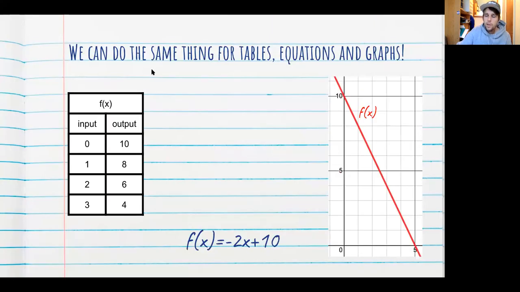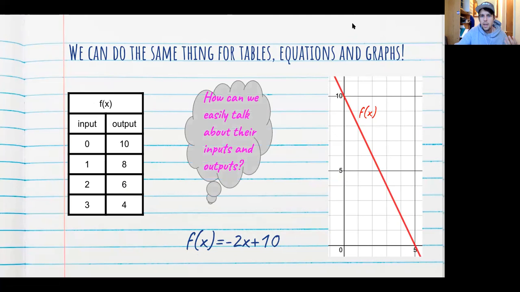All right, so we can do the same thing for tables, equations, and graphs. We can call a table, which represents a function, by a name like f of x. We can write an equation and call that function f of x. We can graph something and give that graph a name, f of x. So we can do the same thing for all of these things. But what about the inputs and outputs?